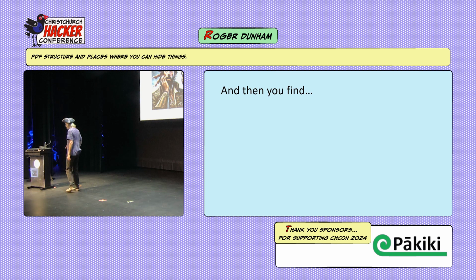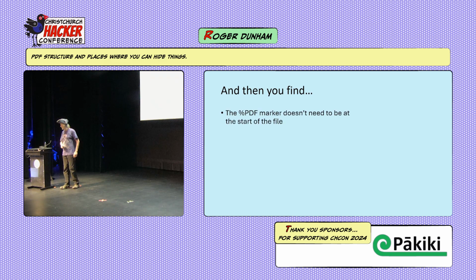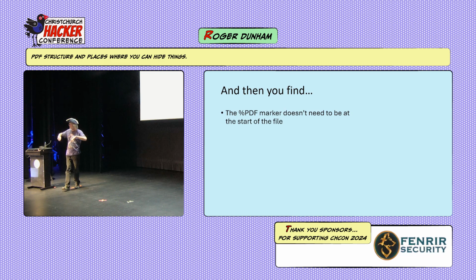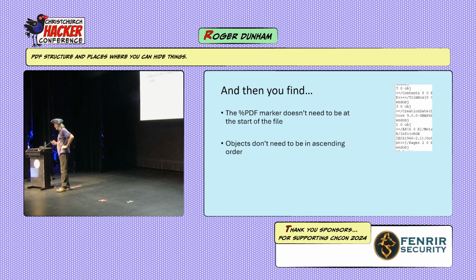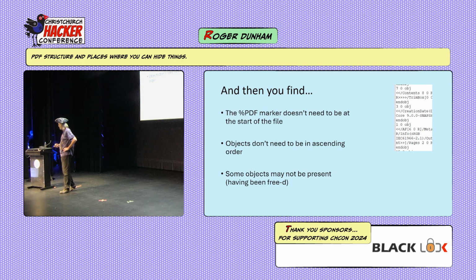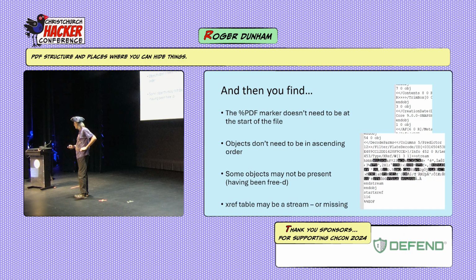But you would be thinking by now, this is getting a bit harder. And you'd be right, because then you find the PDF marker, which I said is the first thing in the file, doesn't need to be the first thing in the file. Technically, first 1,024 bytes, anywhere will do. The objects don't need to be in ascending order. They can be in any order, because you've got a cross-reference table to say where they are. Some objects aren't even necessarily present there at all, because you can have an object and then free it. This happens particularly with the incremental update. So it was there, it's gone, take it out of the cross-reference table, no one cares about it. And the cross-reference table may not be at the end, or visible like we saw.